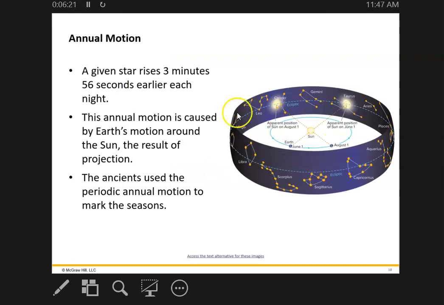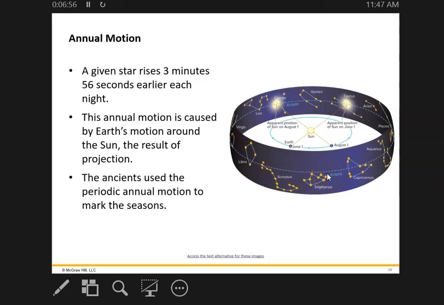All right, so this is the annual motion. This is the kind of thing that we're talking about. Of course, the Earth is going around the sun. So here's the Earth going around the sun, and as the Earth goes around the sun, the sun would be in different constellations. But by the way, notice between Scorpio and Sagittarius. See these two constellations right here.